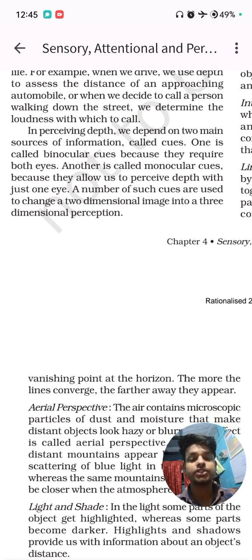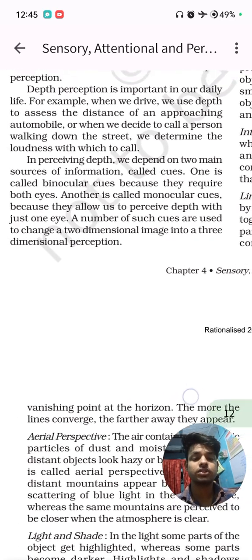To perceive depth we depend on two main sources of information called cues. One is called binocular cues because they require both eyes. Another is called monocular cues because they allow us to perceive depth with just one eye. A number of such cues are used to change a two-dimensional image into three-dimensional perception.